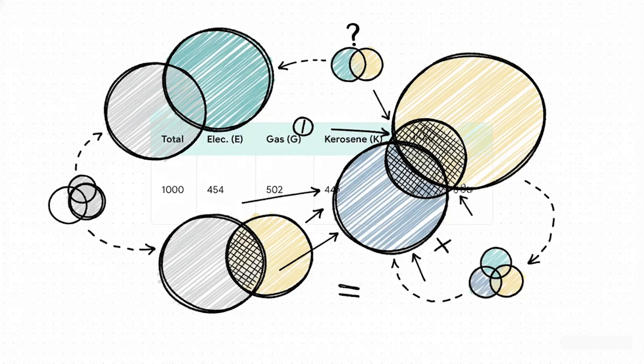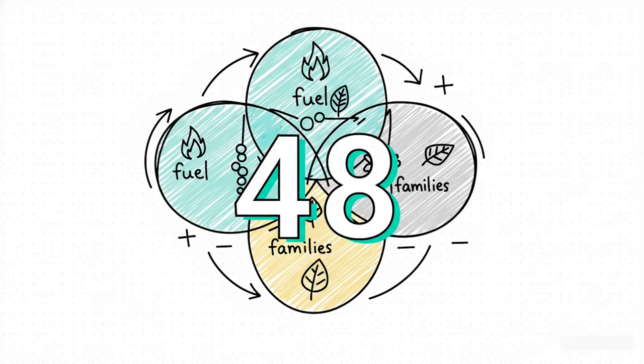And here's the data we have. We know the totals for each fuel type, and we know the overlaps between any two of them. But that key number, the people who use all three, is hidden somewhere inside all of this. I mean, trying to figure this out just by staring at the numbers would be a total nightmare. But this is exactly the kind of mess that set theory was built to clean up. And there it is. The answer is 48.